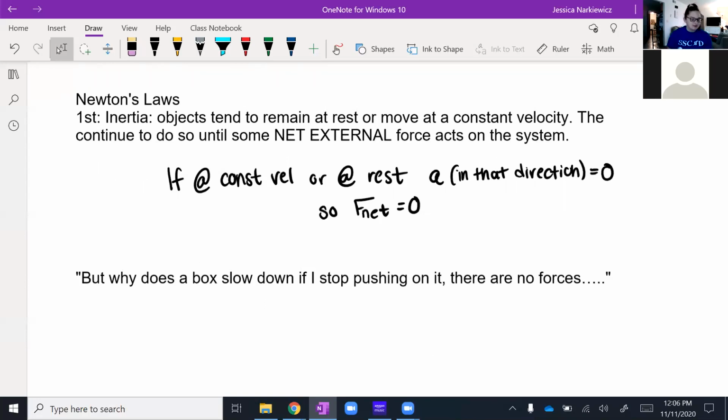True, you have stopped acting on that object and you have stopped exerting a force on that object, but there is still one really, really important force acting on that object, which is causing that box to slow down. And that, of course, is friction. Okay, so there's still friction acting on that object, even though you've stopped pushing on it. So that's why the object slows down.